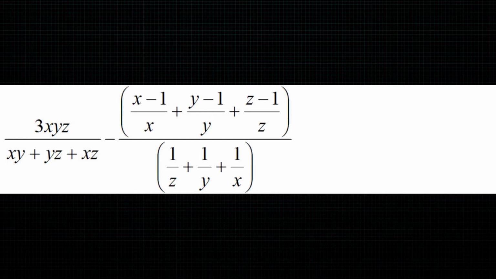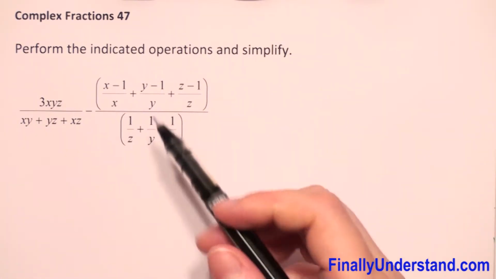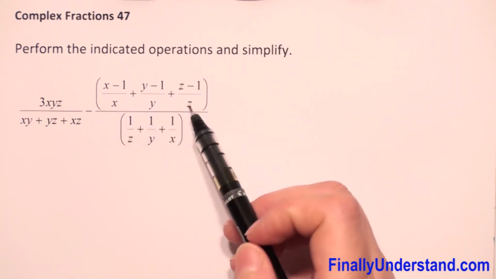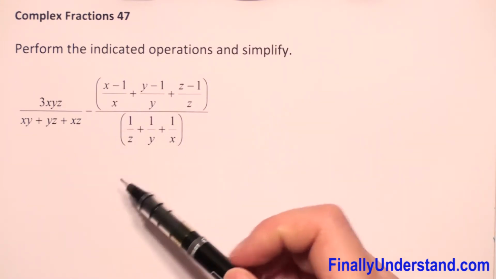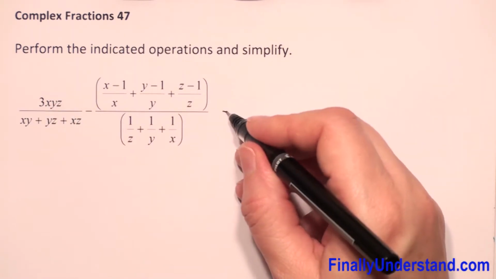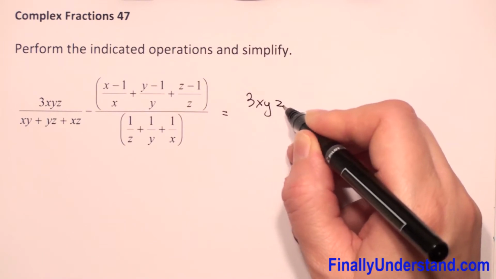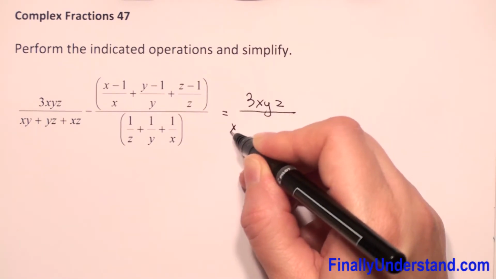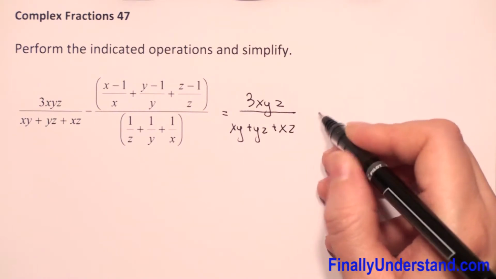Perform the indicated operations and simplify. So first we have to do the operation in parentheses. We have addition of algebraic fractions. We know that we need to have a common denominator. So the first fraction we will copy: 3xyz over xy plus yz plus xz, and we have minus.